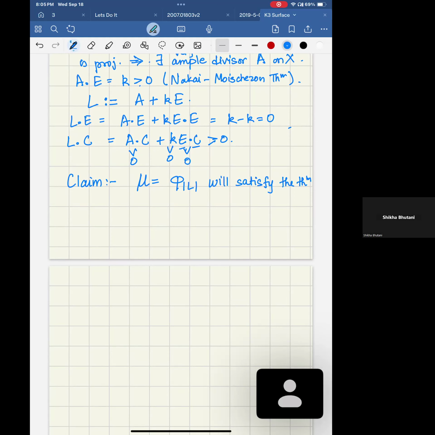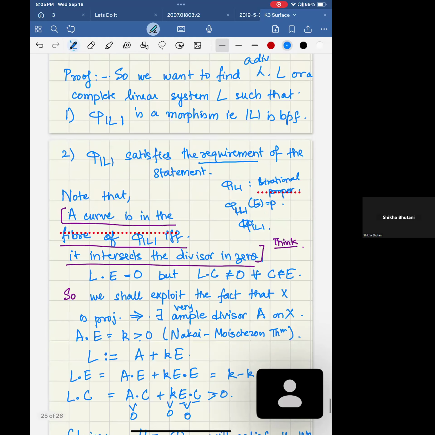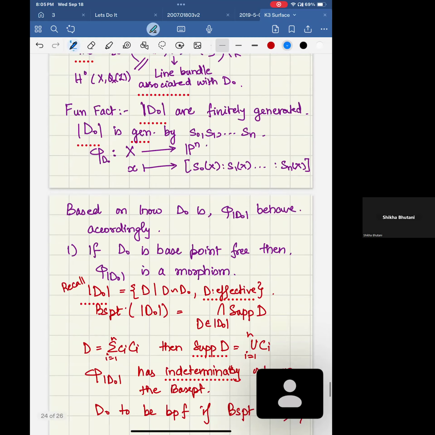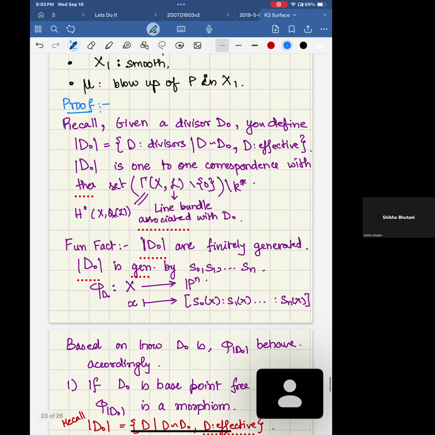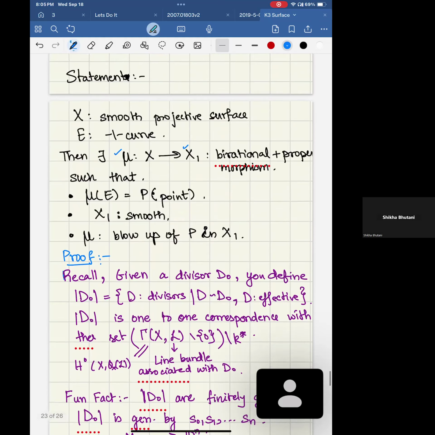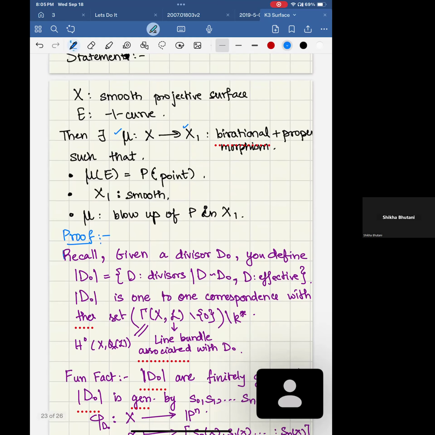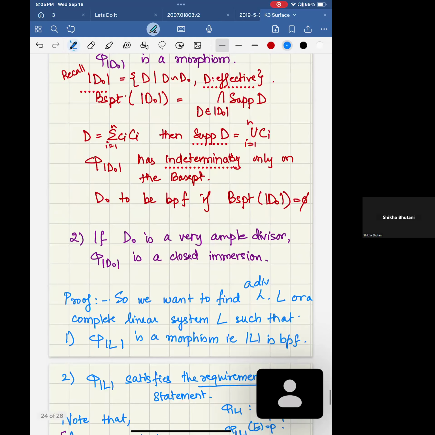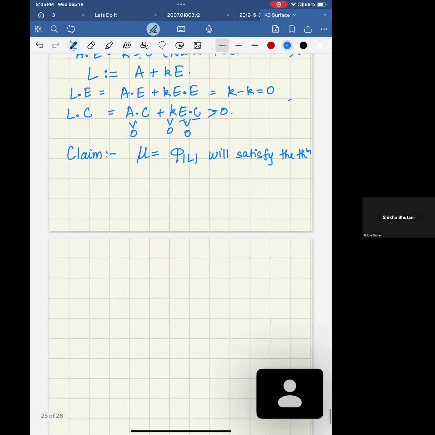Okay, let's go back to the statement of the theorem. Let's see what are the expectations from mu, what are the expectations from phi L. The first thing that we require is it should be a morphism, right? The second thing that we require is it should be birational, it should be proper, should contract E, x1 should be smooth, etc. The first thing that I'm going to attack is the morphism part.